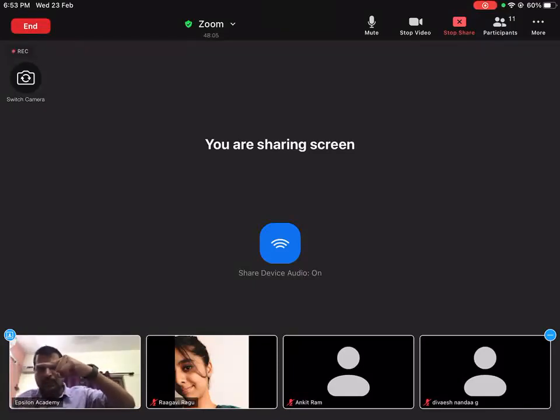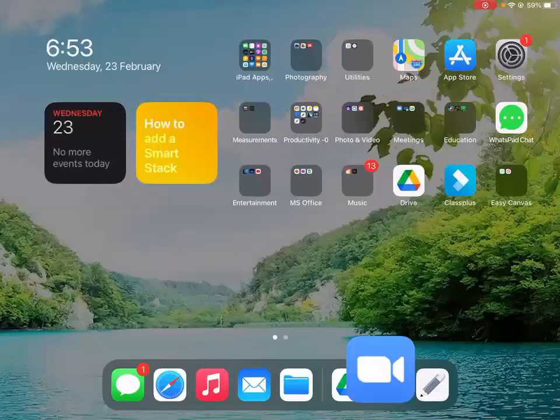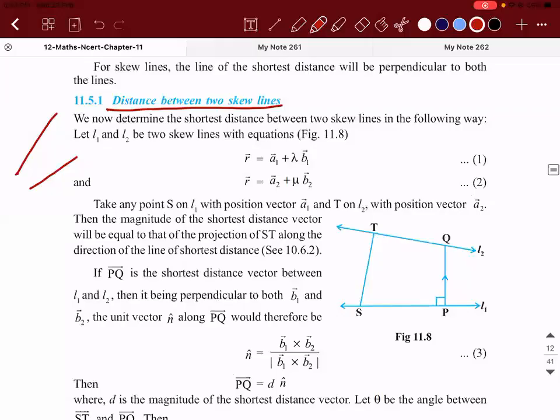This is one line, this is another line, this is in this plane, this is in this plane. I cannot say that these two lines are parallel, but at the same time, they will never intersect also. Then these kind of lines are what are called as skew lines. Understood? So that is the meaning. Now our job is to find the distance between these two skew lines.